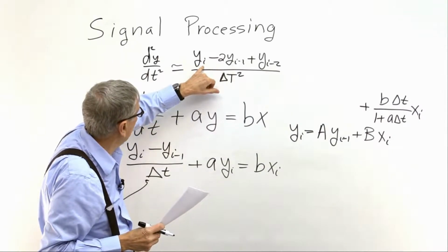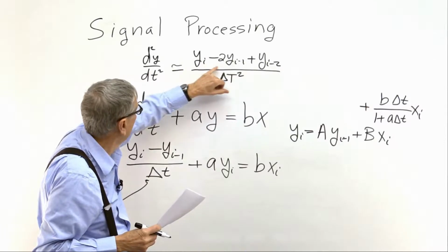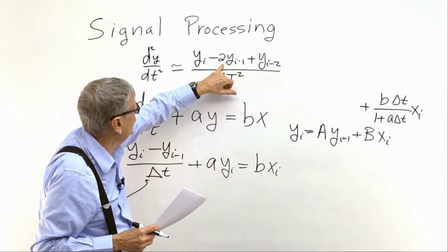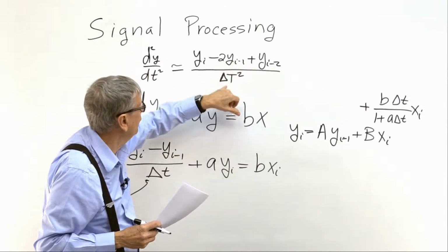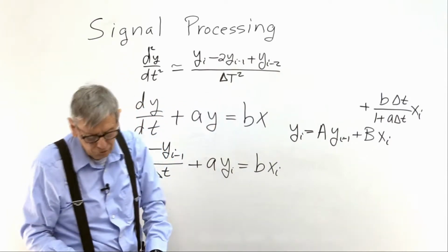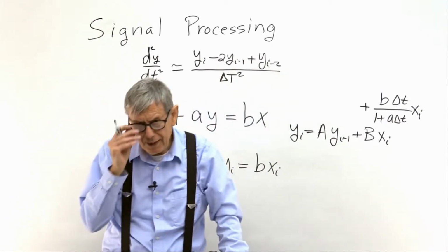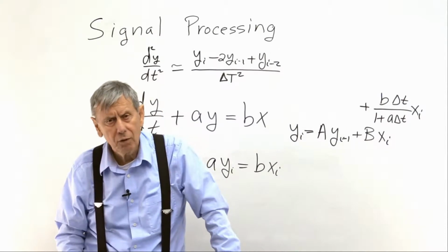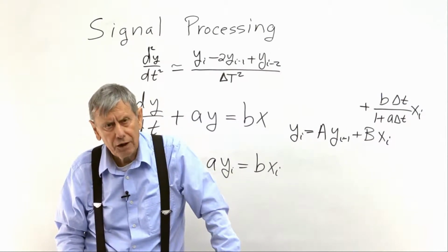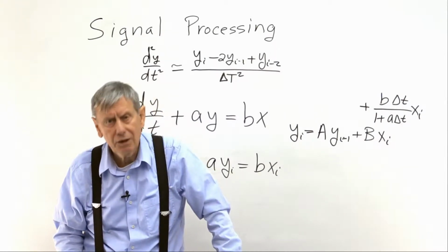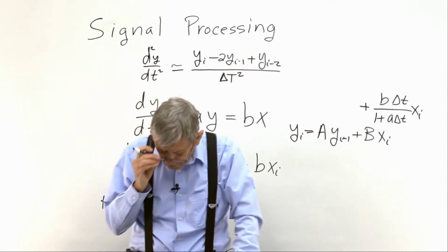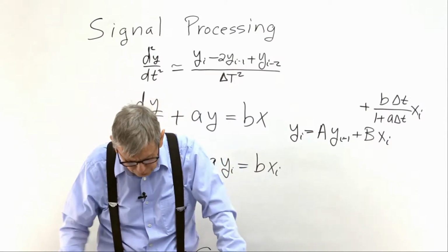So you have the present value of y, you have the previous two values of y, and of course delta t squared. So this would be the way a second order derivative would look if you were converting a differential equation into a difference equation. So why don't you give this a try?